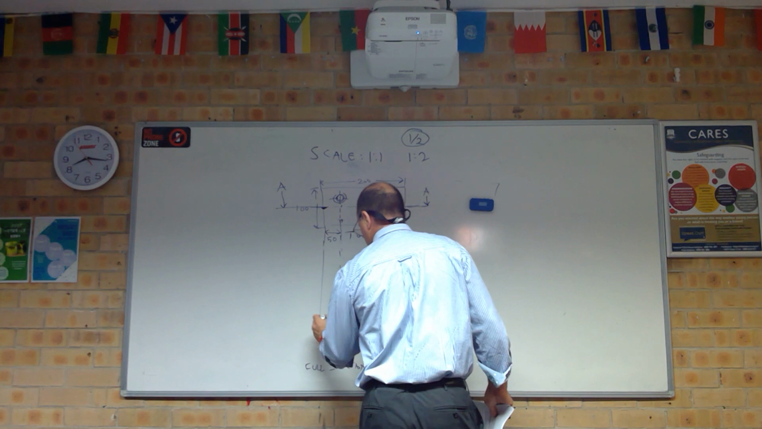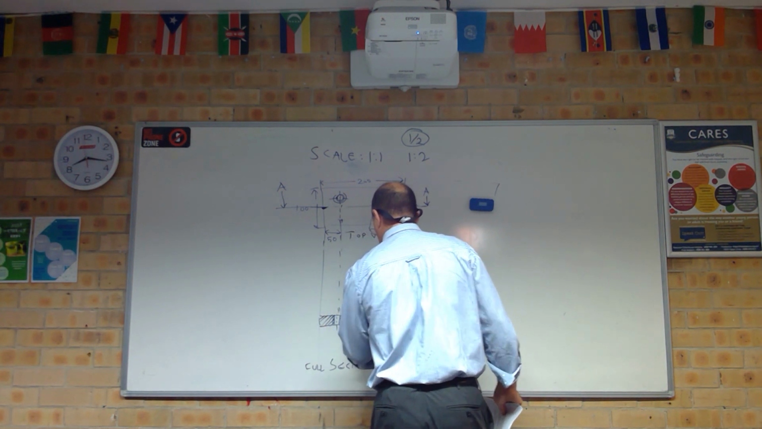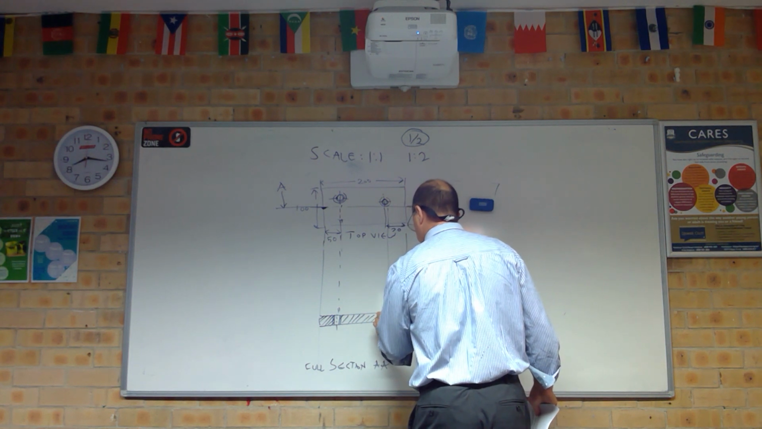Okay, now what else do we need to do? We need to hatch. Do we hatch across the thread lines? Yes, we do, because there's no bolt in here.